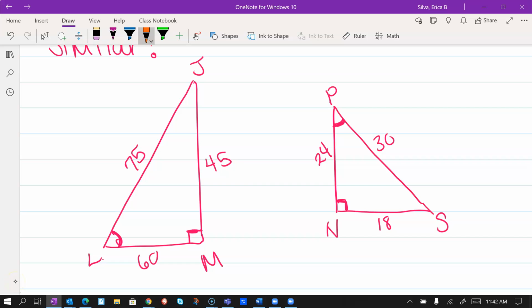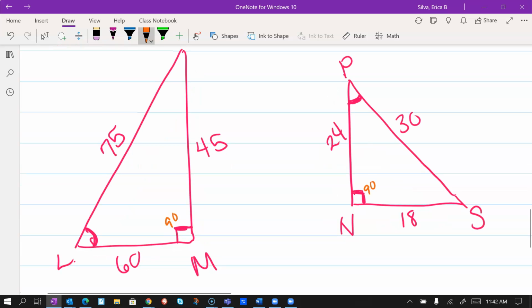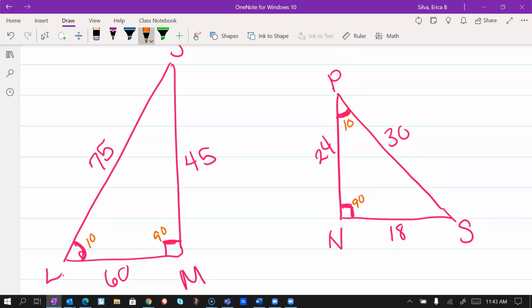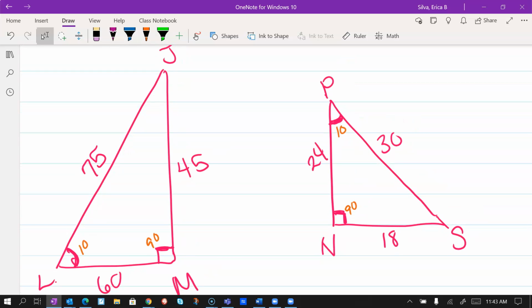Let me put some numbers in it. Do not write these numbers down, but just so you can see. We know this is 90 degrees, and we know this one's 90 degrees. Let's just say this is 10 degrees, which means this one is 10 degrees. What is left for angle J?